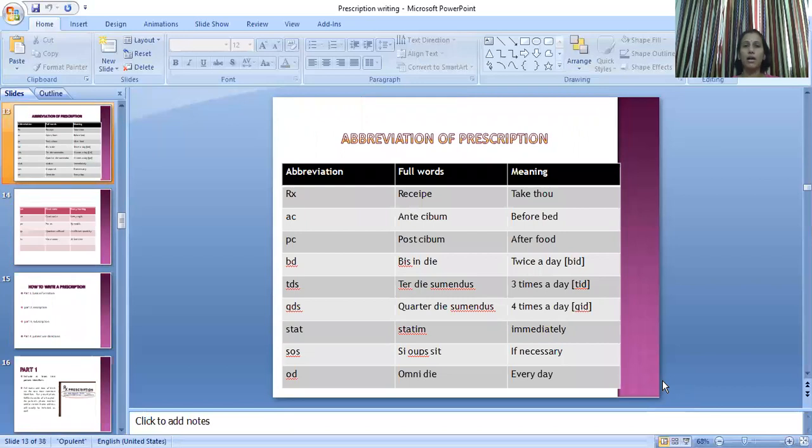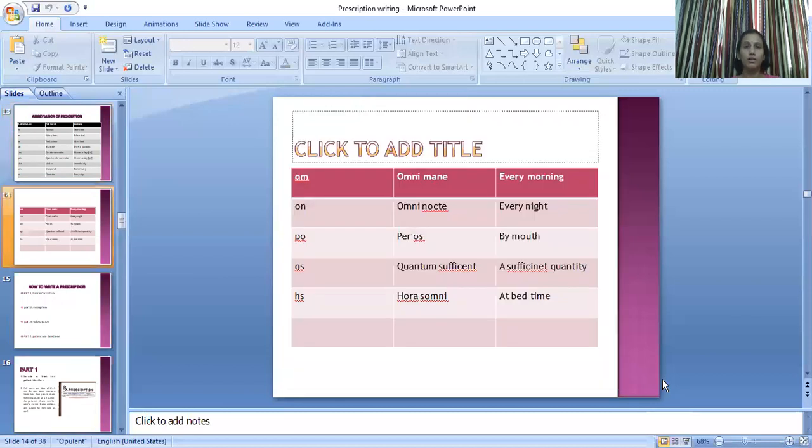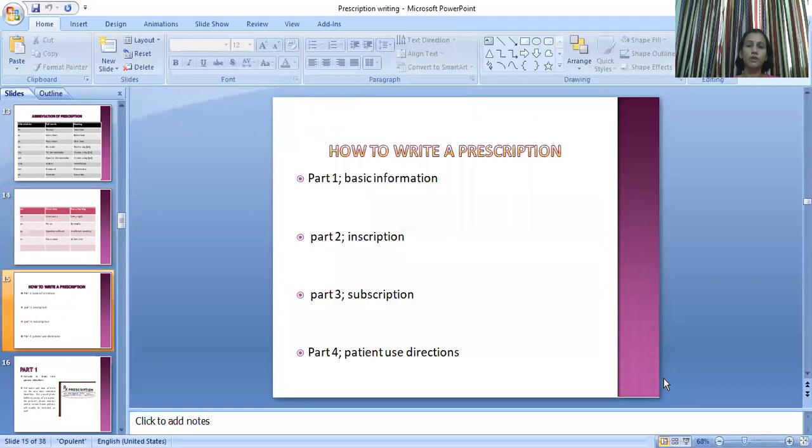These are some abbreviations of the prescription, showing how the drug should be taken. For example, BD means twice a day. TDS means three times per day. SOS is as necessary or if necessary. OD means every day or once daily. AC means before food. PC means after food. ON means every night the patient should take. QS is a sufficient quantity of the drug. HS means at bedtime. So these are a few abbreviations.